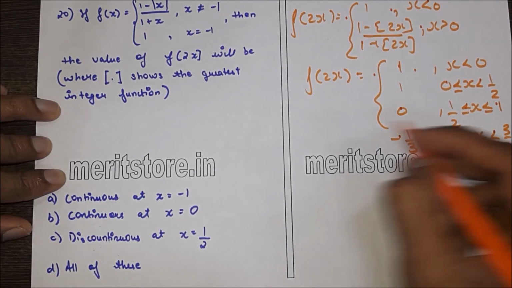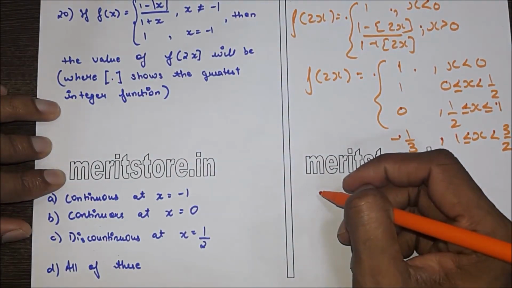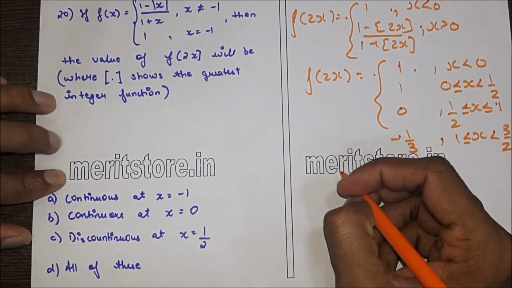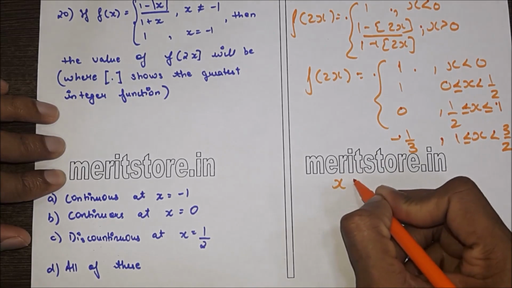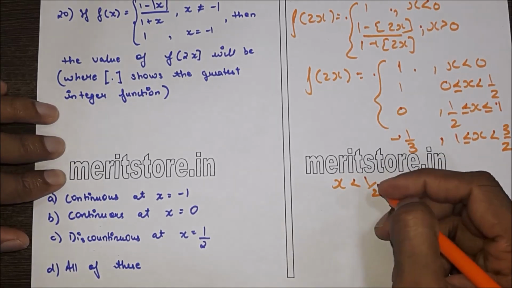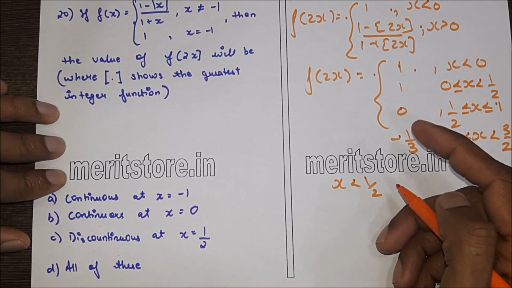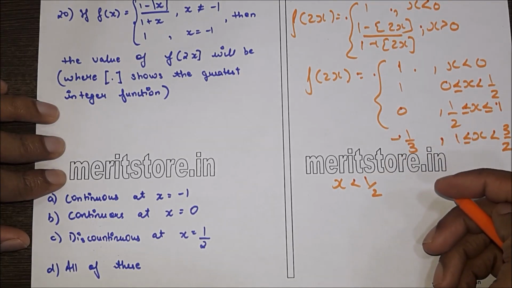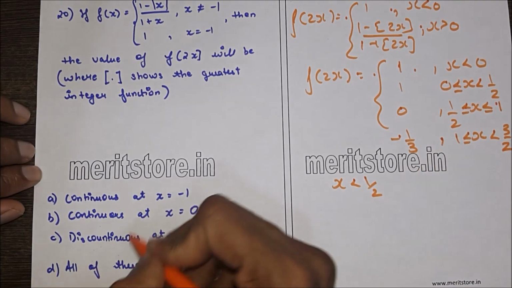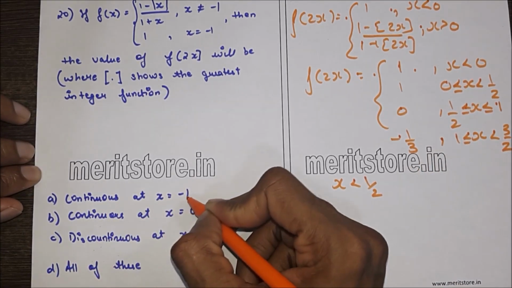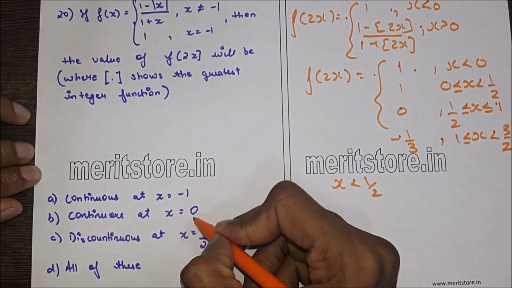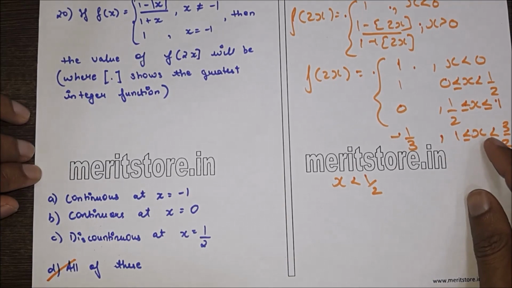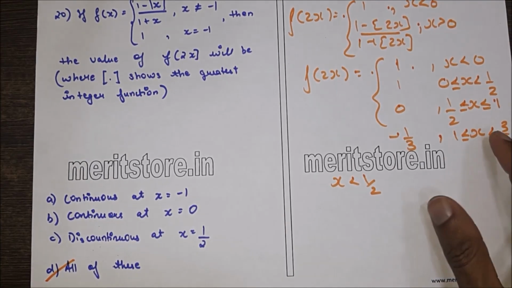Where the bracket is the greatest integer function, for f of x for all values of x where x is less than half, it is a continuous function, and for x equal to half and x equal to 1, f of x is a discontinuous function. So answer D, if we say that all of that is continuous at x equal to minus 1, continuous at x equal to 0, and discontinuous at x equal to half. Therefore D is the correct answer, that is all of the above.